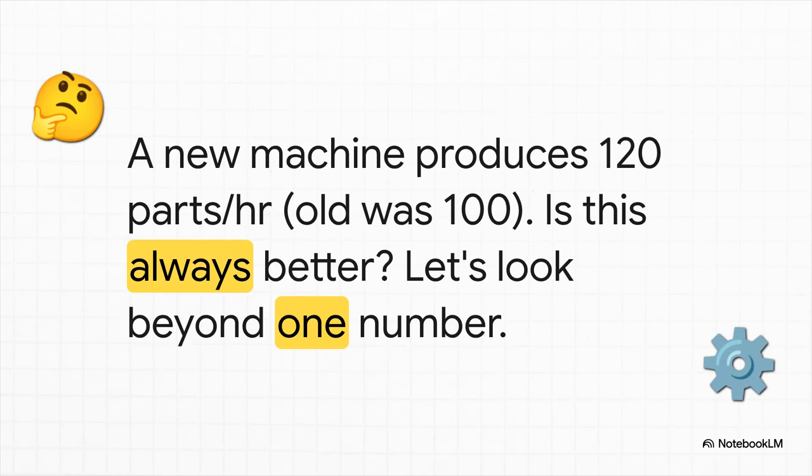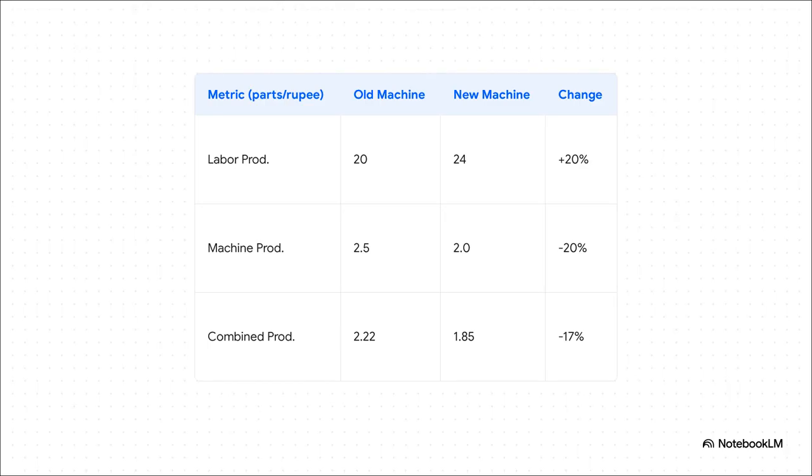So, let's put this into practice with a classic exam question. A company gets a shiny new machine, and it makes 20% more parts per hour than the old one. Sounds like a no-brainer, right? Obvious upgrade. But is the entire operation actually more productive? To figure that out, we have to look way deeper than just that one number. And this is why those partial measures can be so tricky.